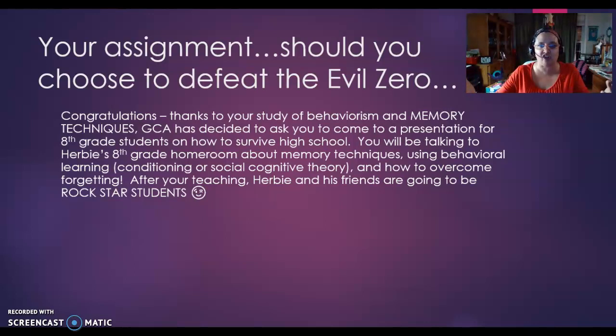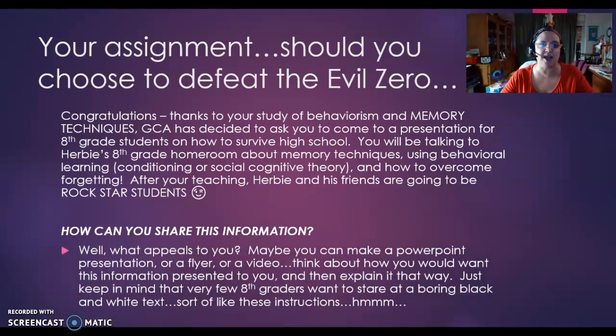So we're going to imagine that you are somehow working with Herbie's 8th grade homeroom about memory techniques using behavioral learning like conditioning or social cognitive theory, and how to overcome forgetting, how to just basically be a rock star student here at GCA. So this is what your project is going to be about. And you get to share this information in the way that suits you best.